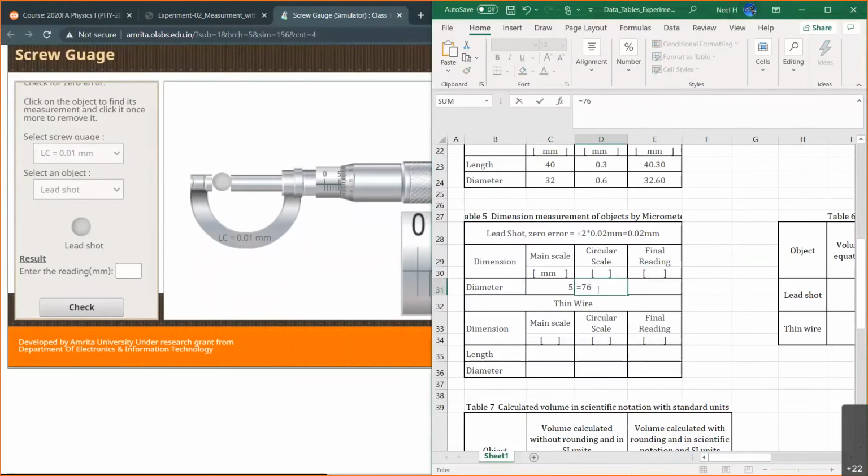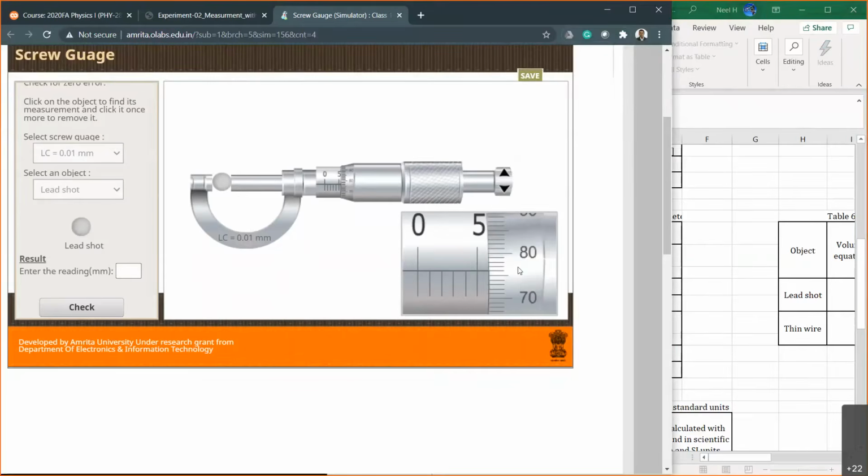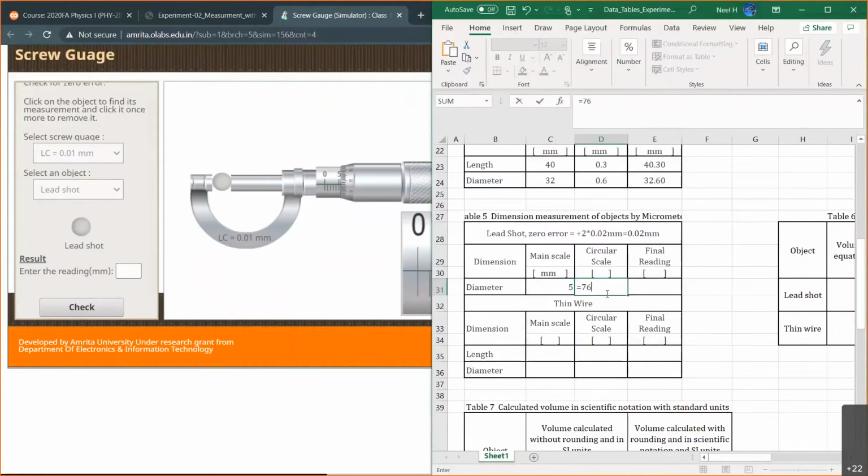But that 76 must be converted into the right unit. To convert it, all you have to do is, each line on the circular scale is 0.01. You multiply 76 by 0.01. Then you have the right units, that is millimeters. Now you add these two together, that's your final answer: 5.76 in units of millimeters.